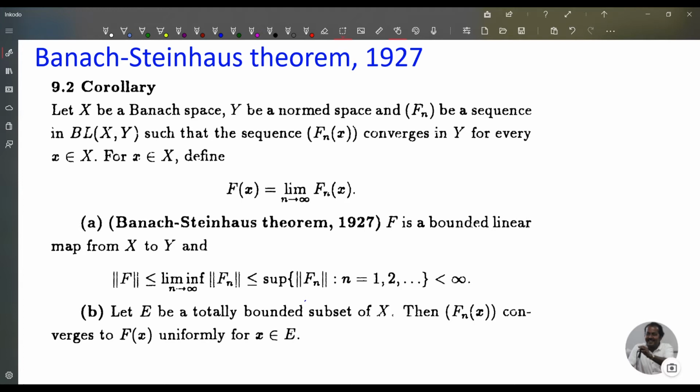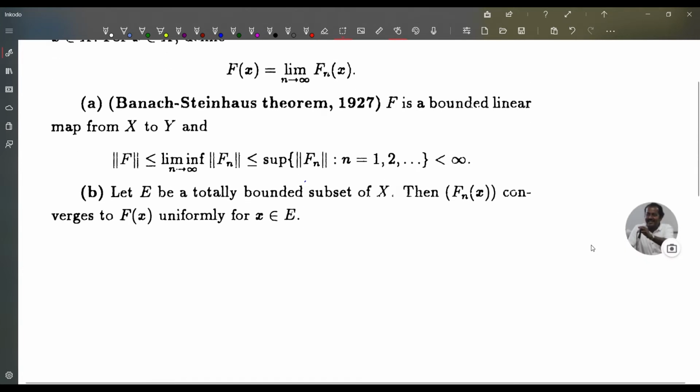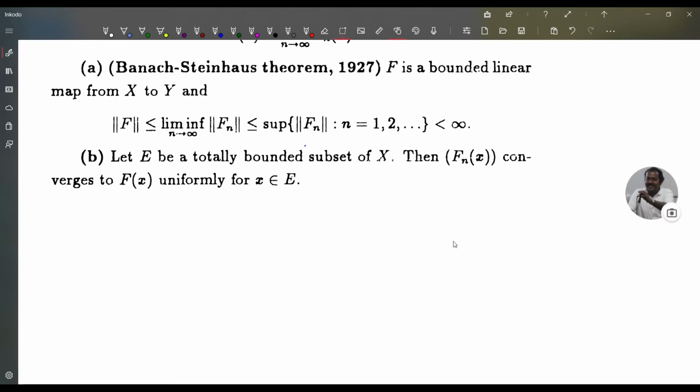Part A of this corollary is known as the Banach-Steinhaus theorem. f is a bounded linear map from X to Y and norm f is less than or equal to the limit inferior as n tends to infinity of norm fn, which is less than or equal to the supremum of norm fn for n equal to 1, 2, etc., and that is less than infinity. B. Let E be a totally bounded subset of X, then fn(x) converges to f(x) uniformly for x belonging to E. So we prove this. First we prove the Banach-Steinhaus theorem.